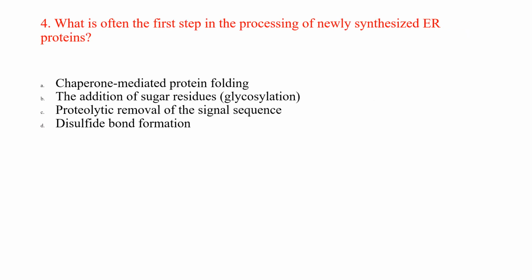Number 4. What is often the first step in the processing of newly synthesized ER proteins? A, chaperone-mediated protein folding. B, the addition of sugar molecules or glycosylation. C, proteolytic removal of the signal sequence. Or D, disulfide bond formation. The answer is C, proteolytic removal of the signal sequence by the signal peptidase.